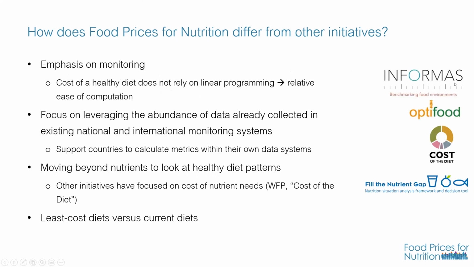And so now to transition a little bit to the comparison, both to INFORMAS and to other initiatives, which you may have heard of, particularly others that use least cost diets. The food prices for nutrition approach differs in that truly the emphasis here is on monitoring. As I mentioned before, the cost of a healthy diet doesn't rely on complicated methods like linear programming. It's a relatively easy metric to compute, and that lends itself to monitoring this frequently.